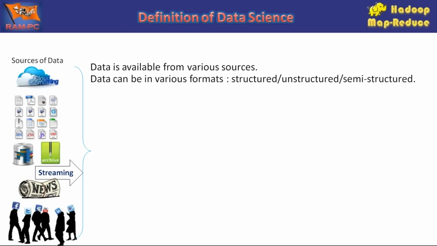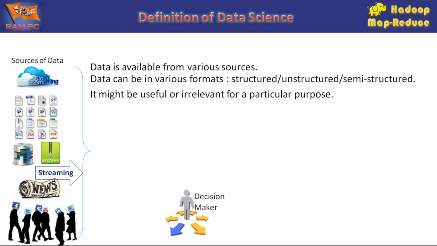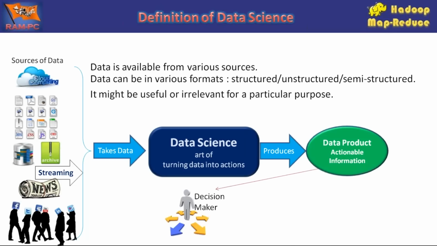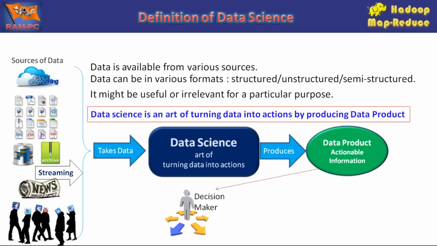Now the same thing I'm explaining in the formal way. The data may be available in various formats, and the decision maker has to take the data and analyze it. It is very difficult, so we can use data science. It is the art of turning data into actions. The data product will be provided by data science, and the decision maker can directly take the data product and take the action. So data science is an art of turning data into actions by producing the data product. This is the basic thing, right?